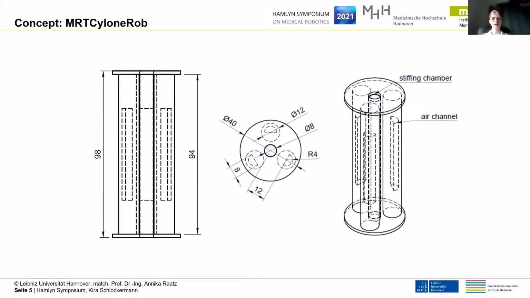So the first concept I present is the MRTCylon Rob. This actuator is 98 millimeters long and consists of 4 cylinders which are connected at the top and the bottom. In the middle is the stiffness channel, which is filled with coffee powder. When a vacuum is applied, this channel stiffens and so does the actuator. The 3 remaining cylinders have semicircular air channels, and if a channel is ventilated, the actuator performs a bend. To protect the actuator from ballooning, threads are wrapped around the air channels and act as a fiber reinforcement.